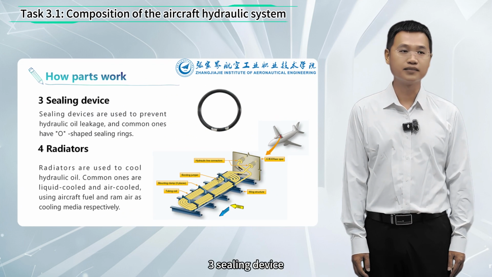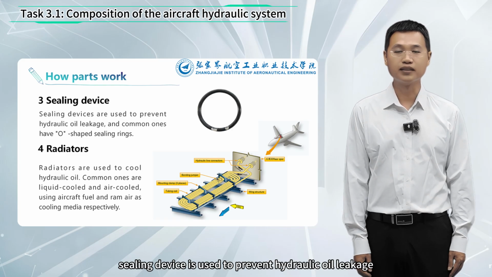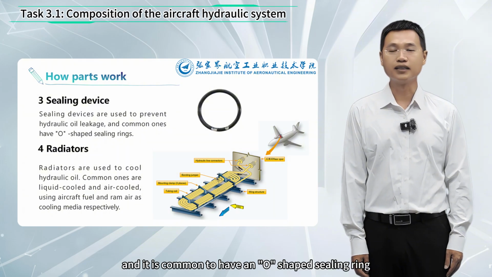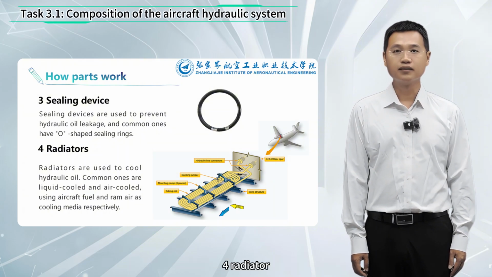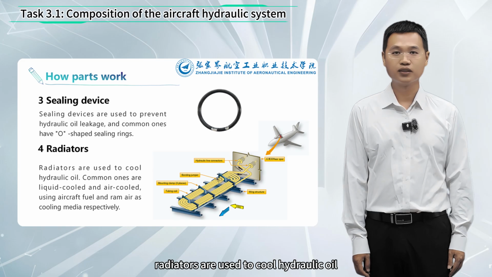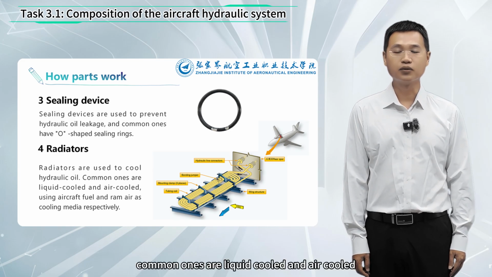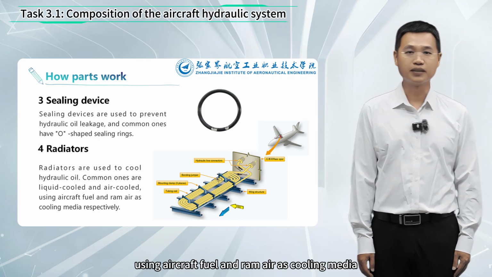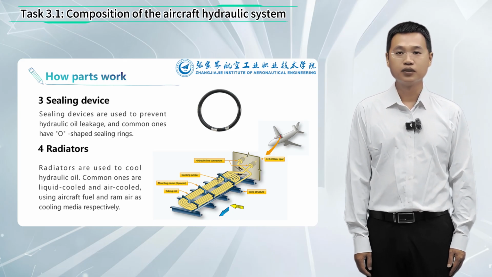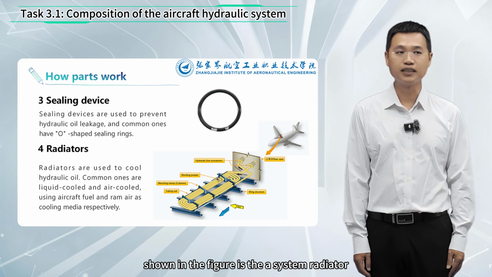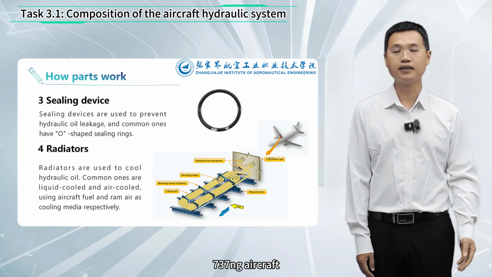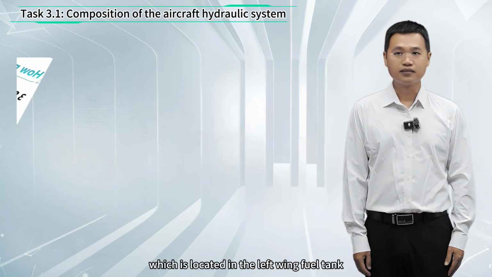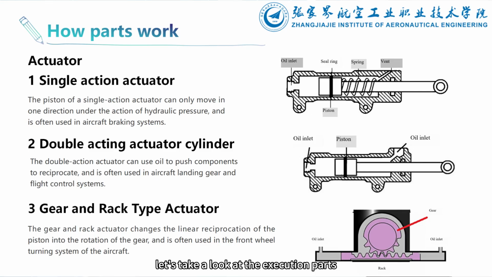3. Sealing device. Sealing device is used to prevent hydraulic oil leakage, and it is common to have an O-shaped sealing ring. 4. Radiator. Radiators are used to cool hydraulic oil. Common ones are liquid-cooled and air-cooled, using aircraft fuel and ram air as cooling media respectively. Shown in the figure is the A-system radiator of the Boeing 737NG aircraft, which is located in the left wing fuel tank. Let's take a look at the execution parts.